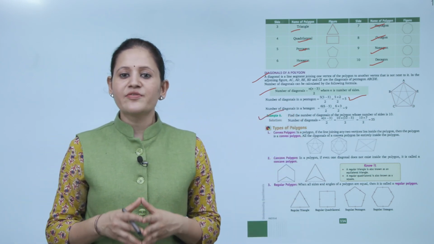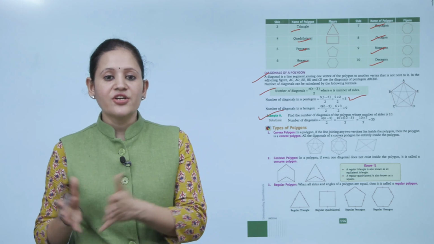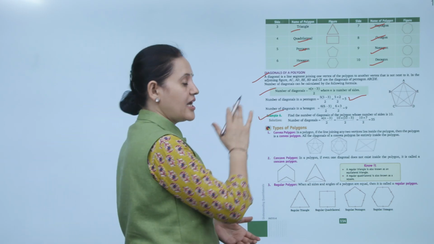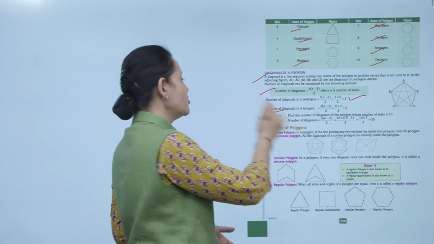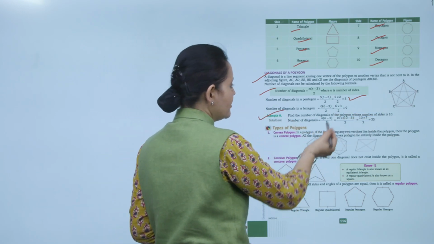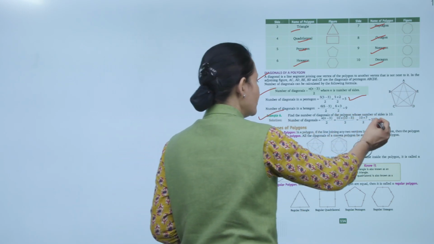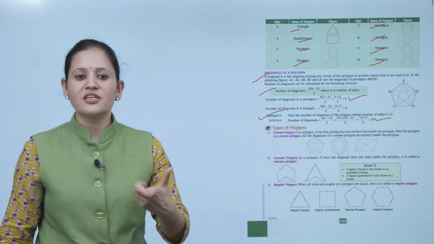Now we'll take an example. Find the number of diagonals of a polygon whose number of sides is 10. So we'll use the formula n multiplied by n minus 3 upon 2. Number of sides is 10. So we'll put the value, that is equals to 35. So number of diagonals will be 35.